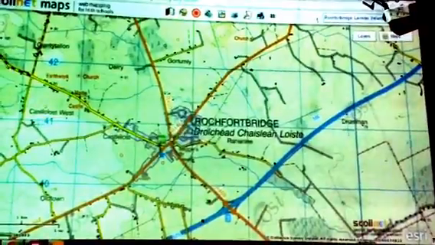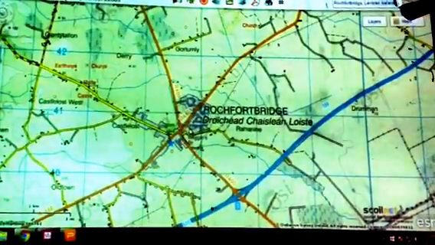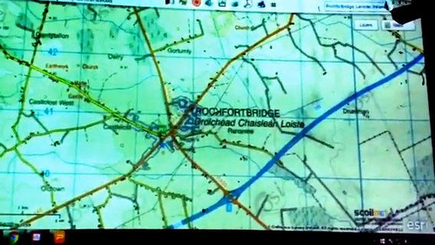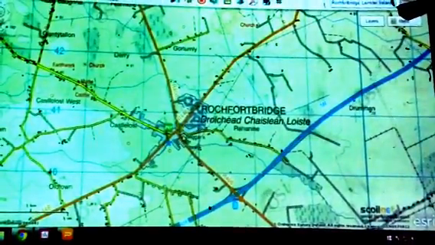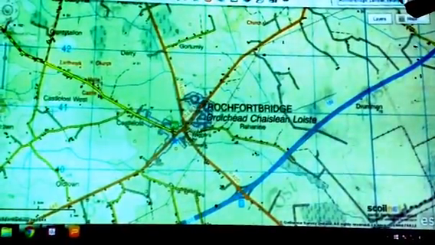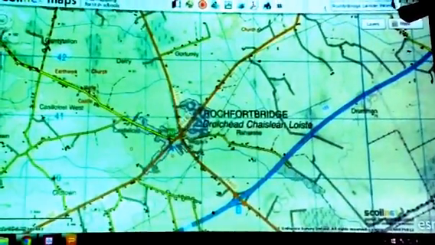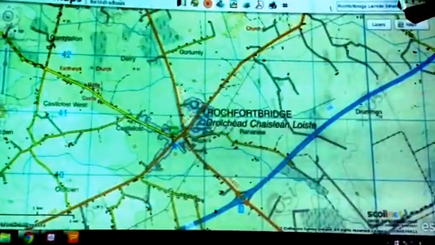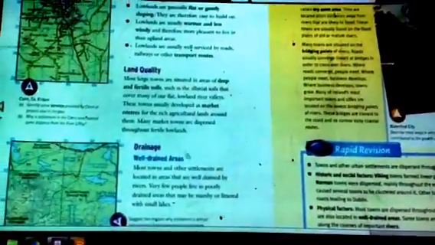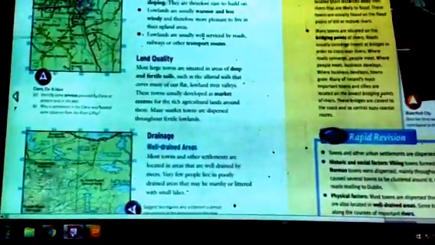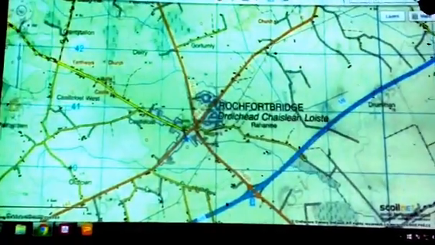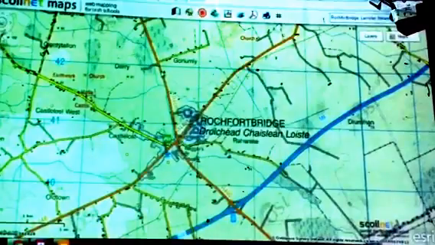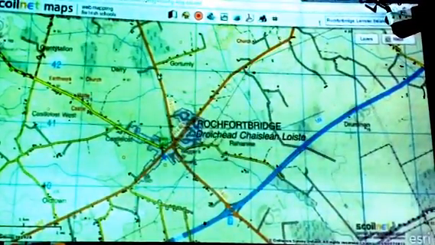So a town like Rochfortbridge would have started off as a place where farmers from this area would have come together to buy and sell their goods, to trade their goods. So it would have started off as having a market function. The third reason is drainage. Now, towns are built where land is well drained. You will not build a town where it is marshy.